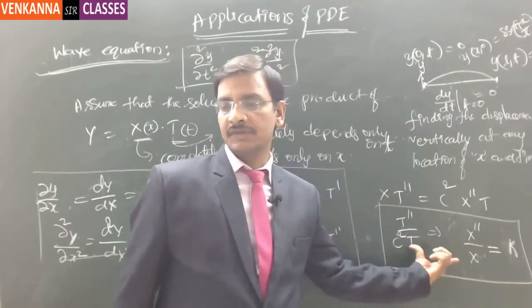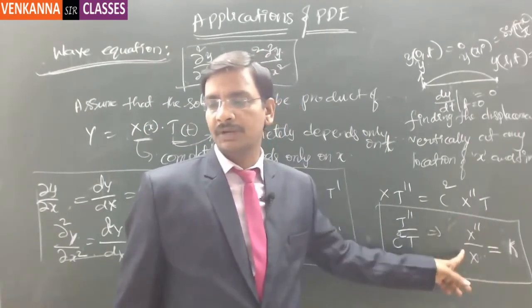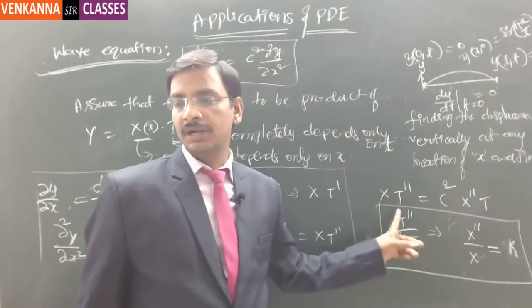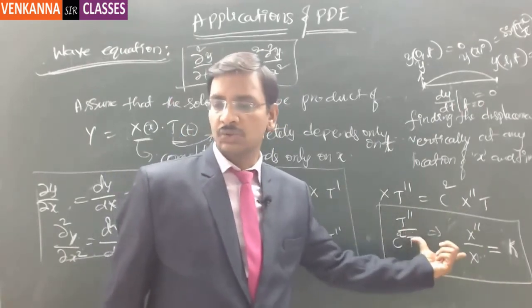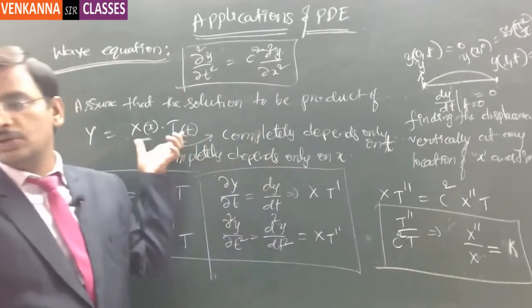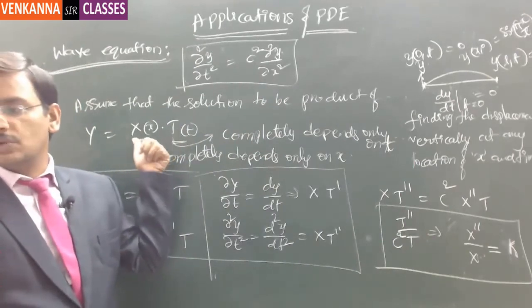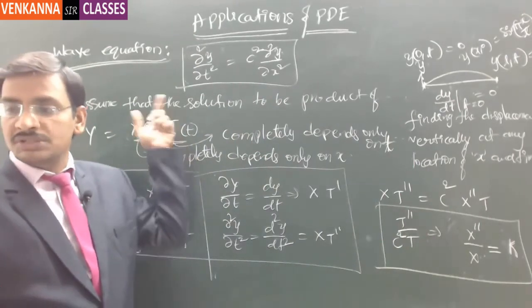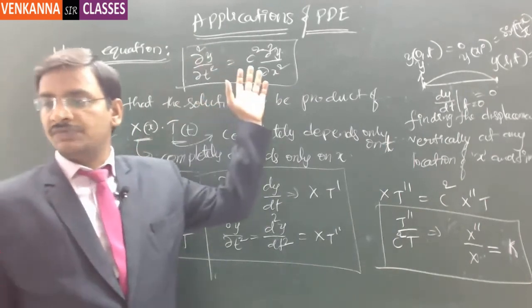Now, two different sets of solutions. One is completely dependent on x, one is completely dependent on t. And once we solve these two differential equations, we will put back into the original equation, which will give y is equal to x into t, which is nothing but the solution for this differential equation.